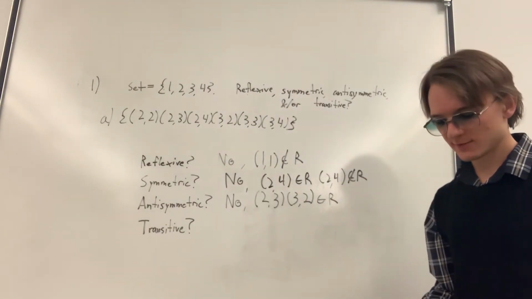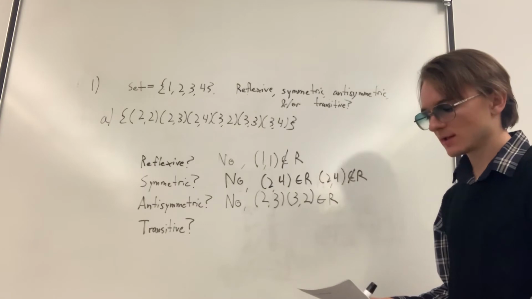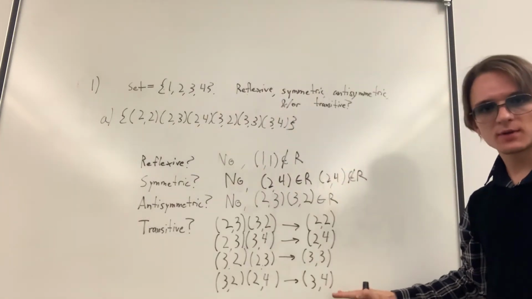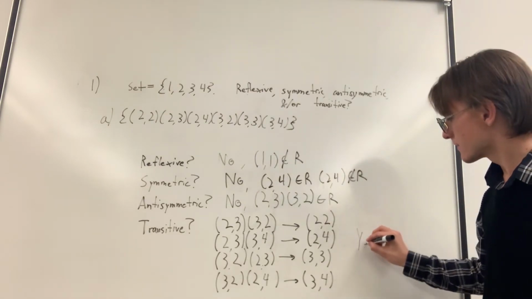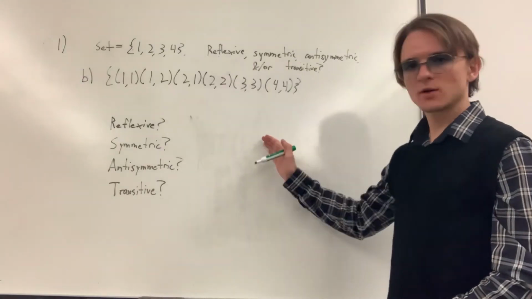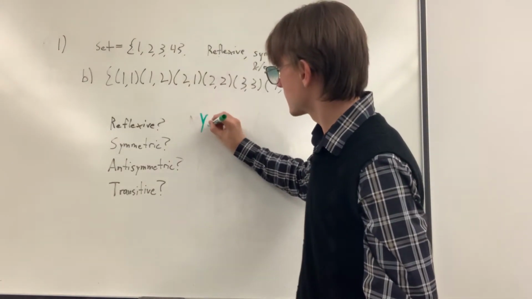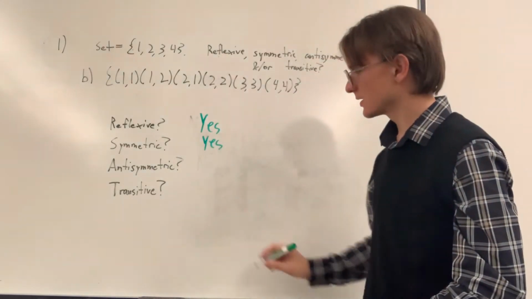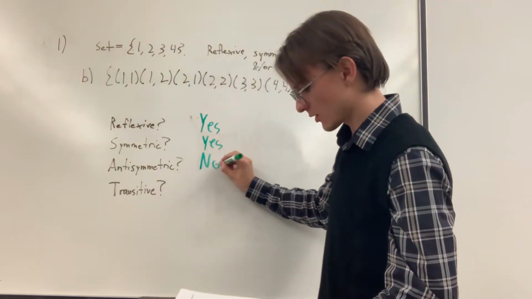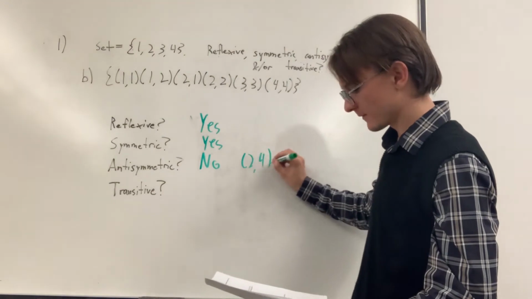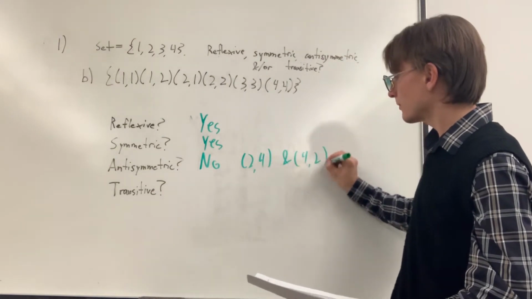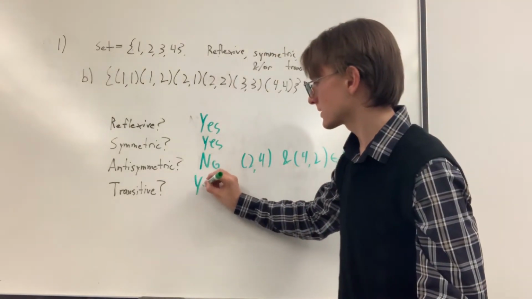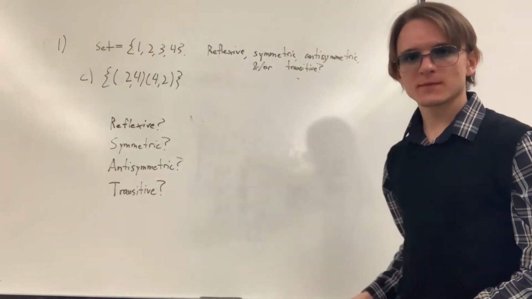Then, is it transitive? Well, for this one, actually, yes. And we can list all the transitive pairings, and I'll do this below. It checks out, so it is transitive. All right. Reflexive? Yes. Symmetric? Yes. Antisymmetric? No. We have 2, 4, and 4, 2, both in our relationship. And transitive? Yes.